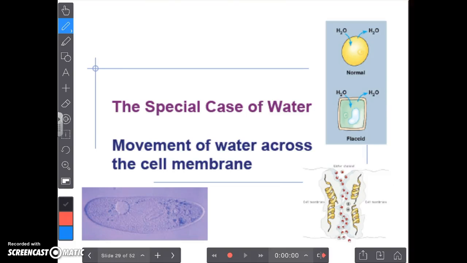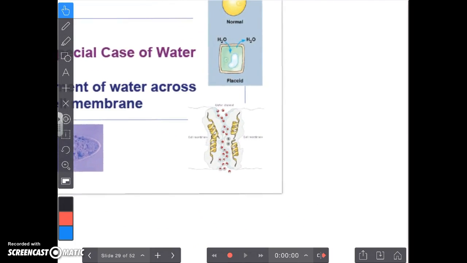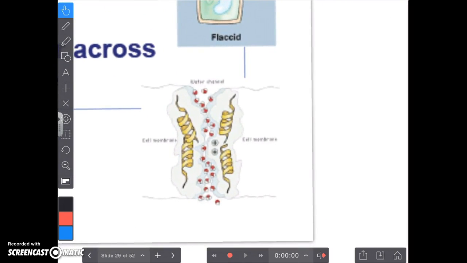Alright, taking a look at part 2, we're going to talk about the special case of water and the movement, or osmosis, that's going to be taking place. Now, if I take a look here, you can see this aquaporin, the specialized protein that allows water to pass through from an area of high water to an area of low water, which we are going to call osmosis. So that's the process that's going to be taking place.